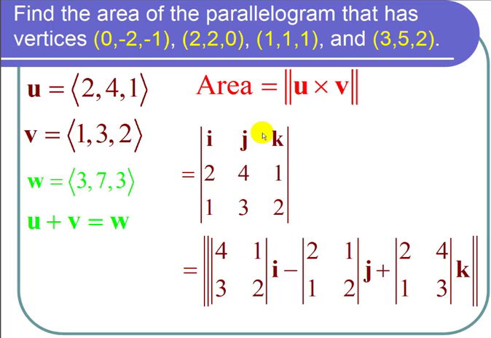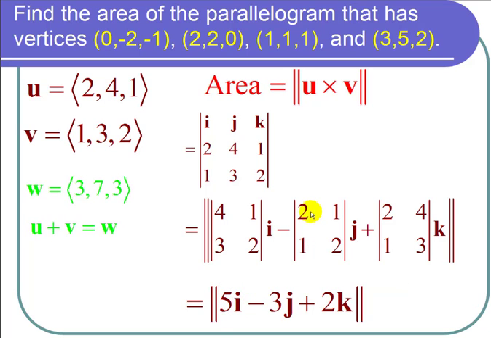And then I take the first row and third column, black it out, and I'm left with 2, 4, 1, 3. So remember that we subtract the j component instead of add it. That's part of the formula. So now I find the determinant of each of these minors. 4 times 2 is 8, minus 1 times 3 gives us 5, and I get 5i. 2 times 2 is 4, minus 1 times 1 is 3, so I get minus 3j. 2 times 3 is 6, minus 4 times 1 is 2, and I get 2k.